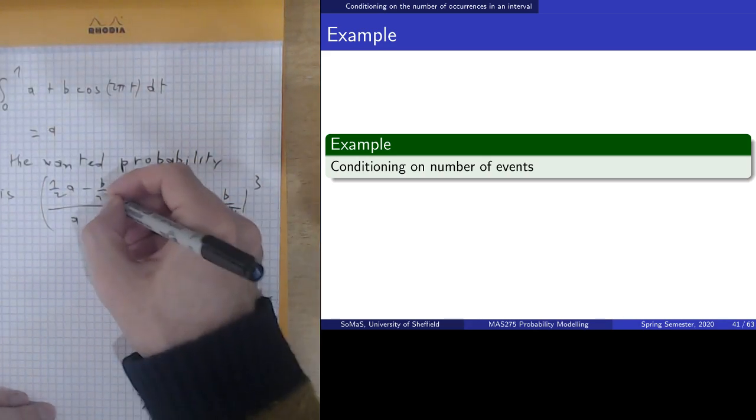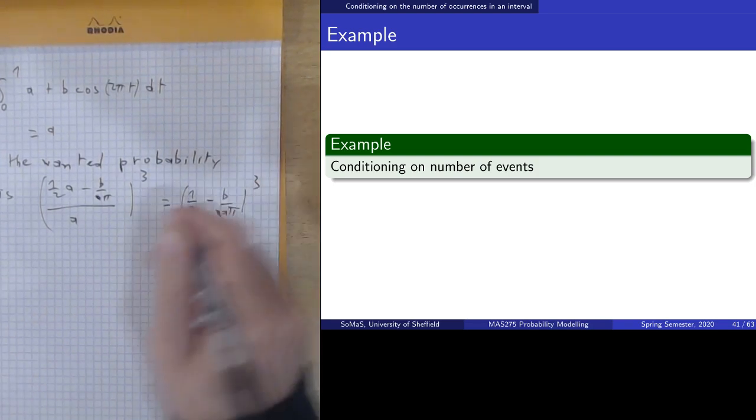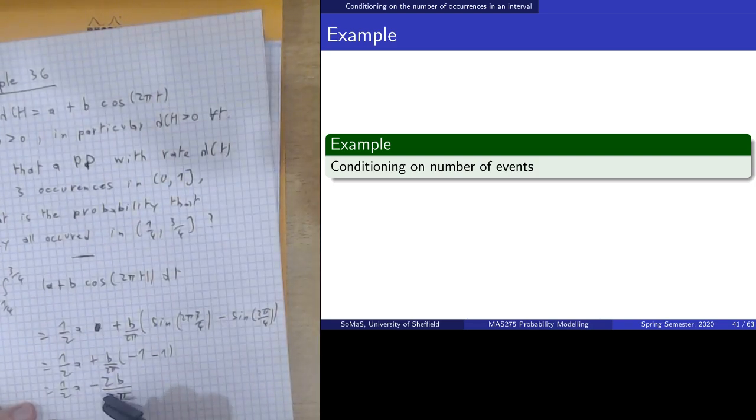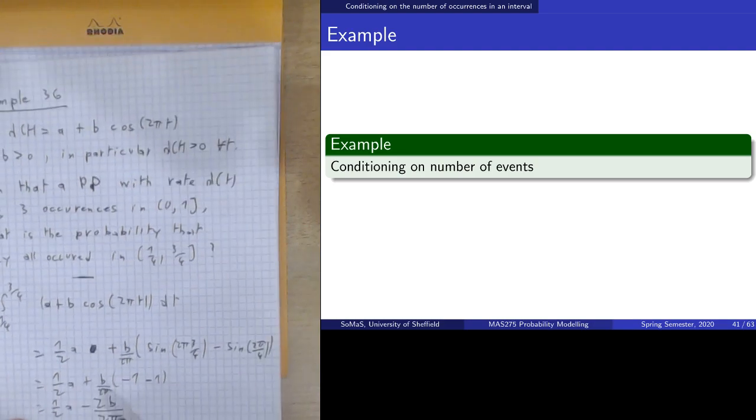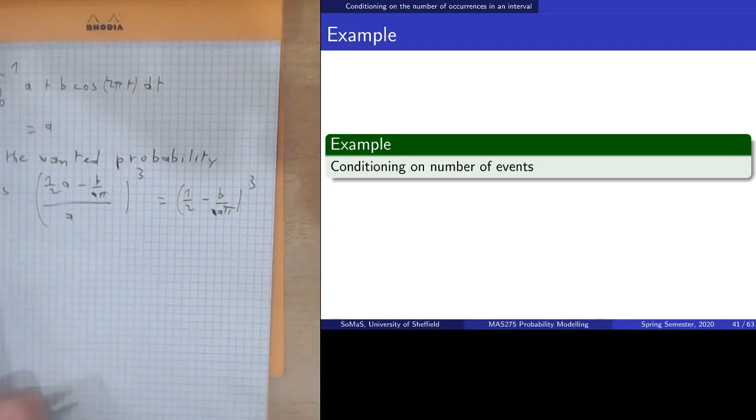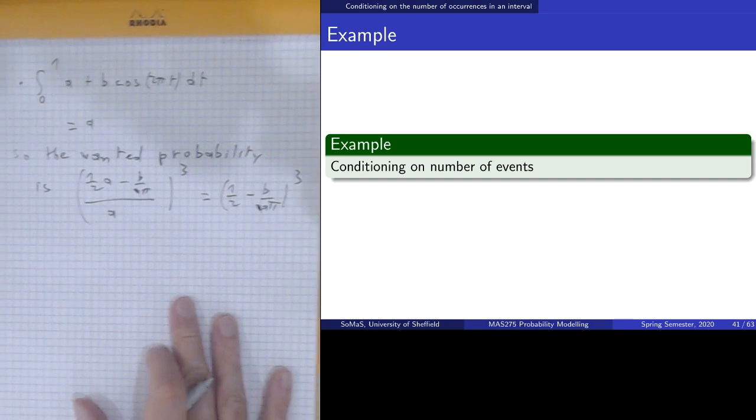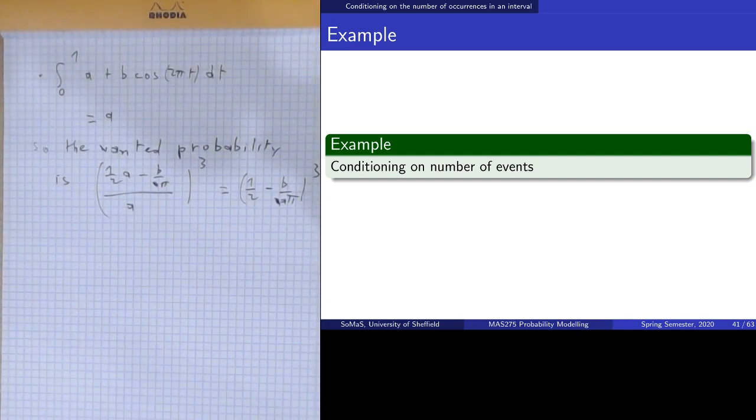Sorry, the 2's go away, because let's not forget to simplify this. It's b over pi, not b over 2 pi. Okay, so that's an example.